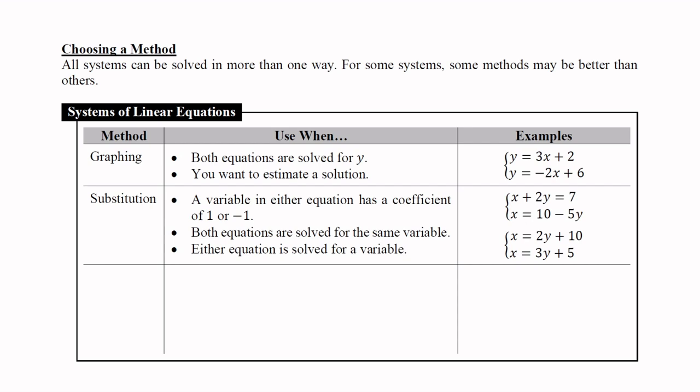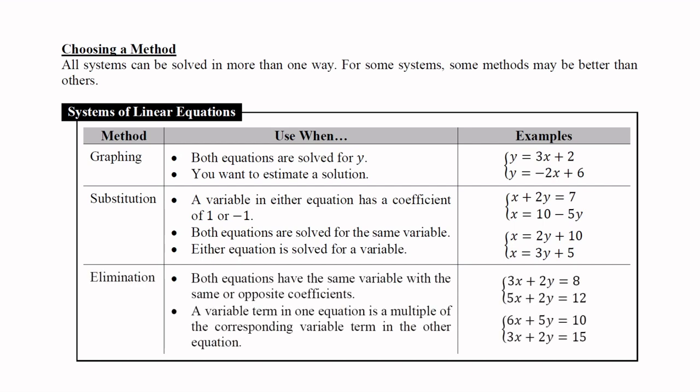If a variable in either equation has a coefficient of 1 or -1, substitution is a good way to go. It is also a good way to go if both equations are solved for the same variable, or either equation is solved for a variable. So if you have a variable that's isolated, like an x by itself or a y by itself, then substitution may be a good way to go.